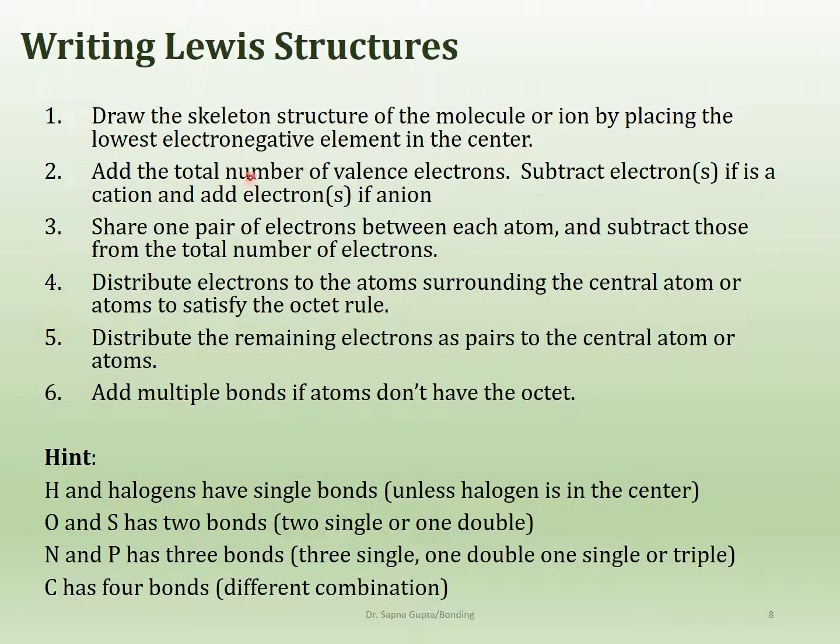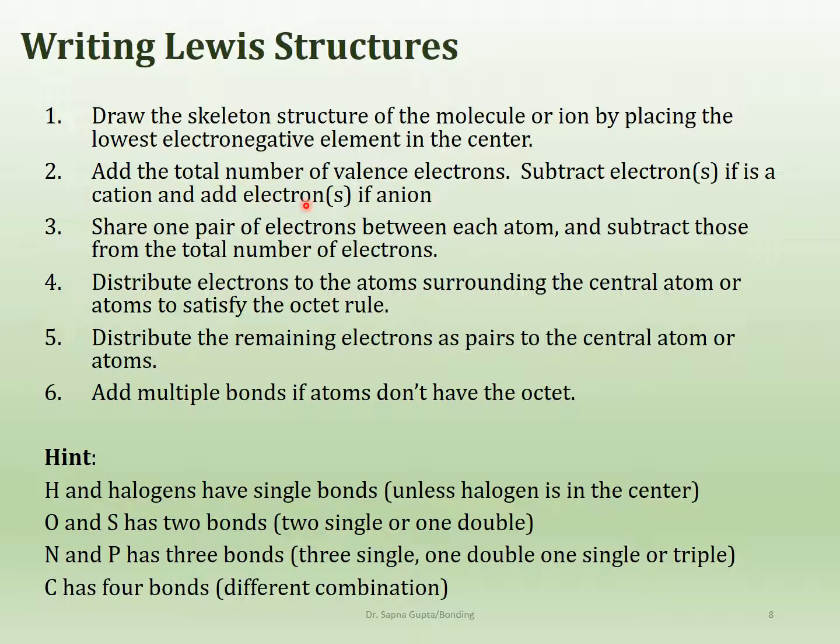The second thing you do then is add all the total number of valence electrons for each atom, not just the central one, not just the outer ones, but everything. So add all the total valence electrons. And then you can subtract electrons if it is a cation. So for example, in the ammonium ion, which is +1, you will subtract an electron, and if it is an anion, then you would add the electron, because an anion obviously has more electrons.